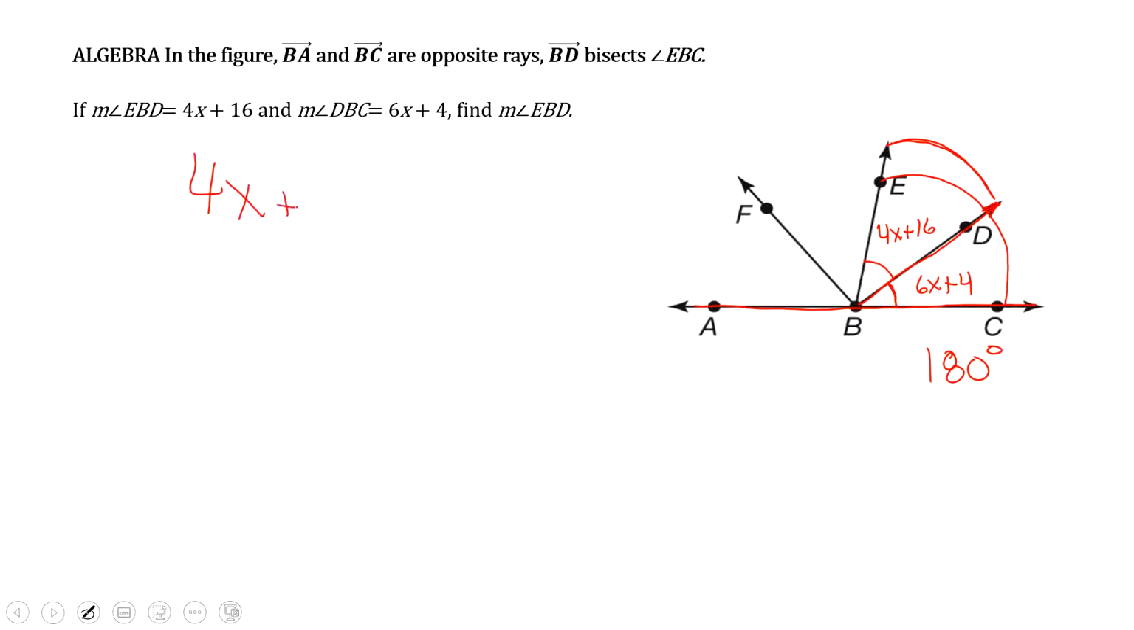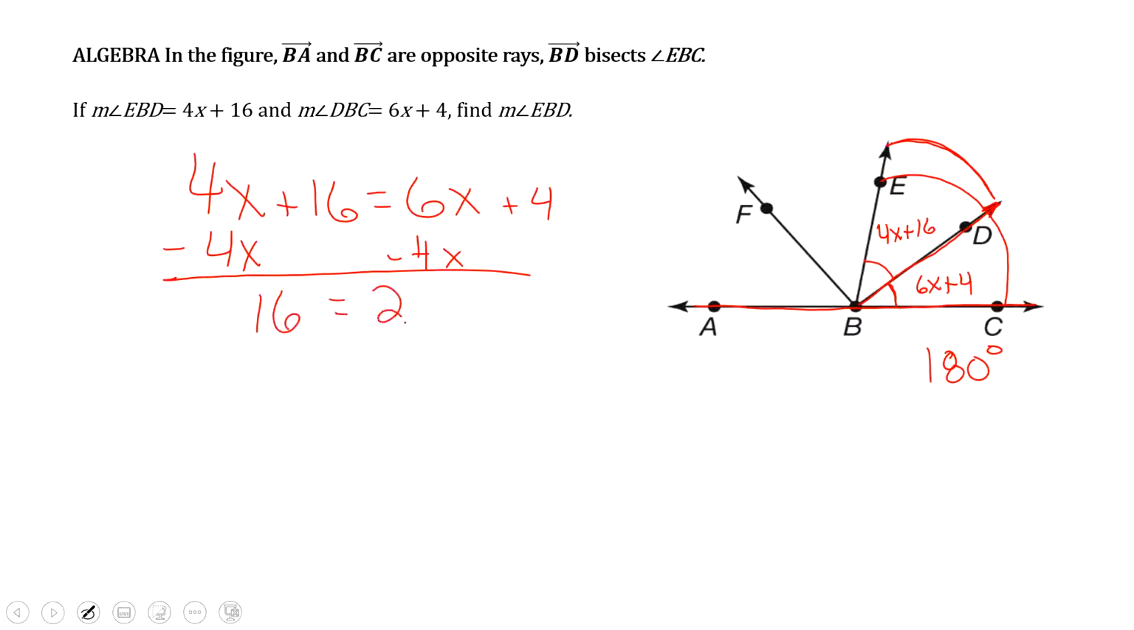4x plus 16 equals 6x minus 4. Or sorry, plus 4. And now we're just solving for x again, like we have been doing all along. I'll subtract 4x from both sides. That's our first step. So I'm left with 16 on one side equals 2x plus 4. We'll subtract 4 from both sides then. And I end up with 12 equals 2x. We divide by 2 and you find that x equals 6.